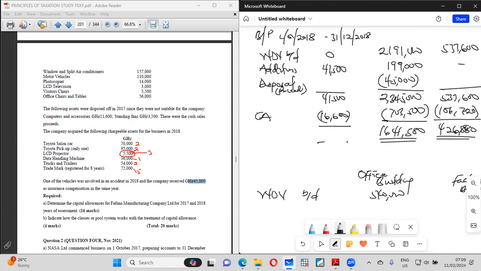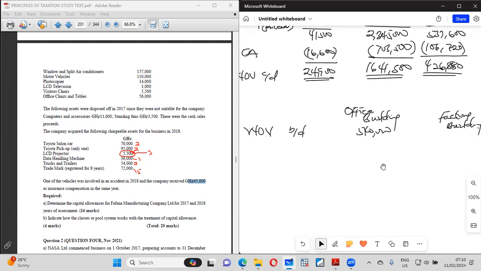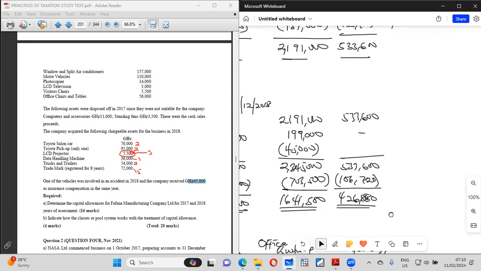Then the last bit. So these are my WDV carried down. I have 41,500 minus 16,600. That is 24,900. All right. So basically that is it. Okay. So that is that. Now I come to this part. Okay. So here too, what I will do is that I will total my capital allowance session.